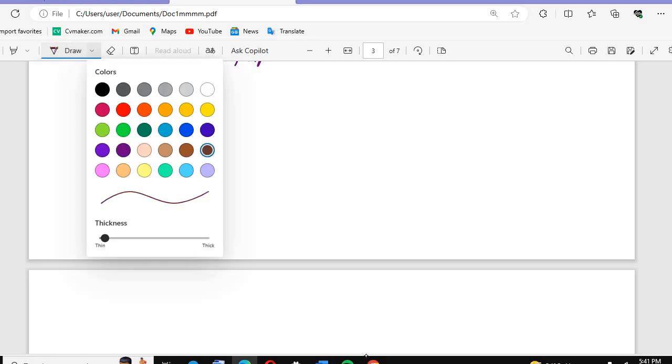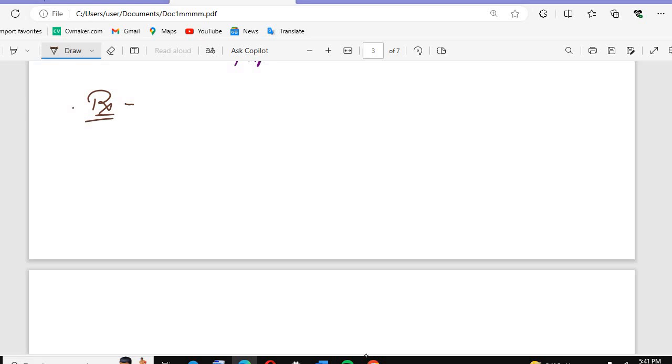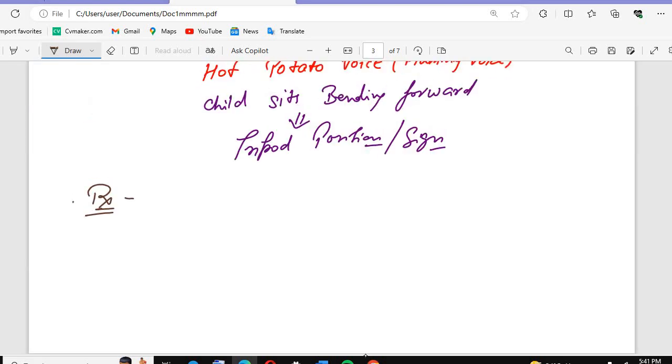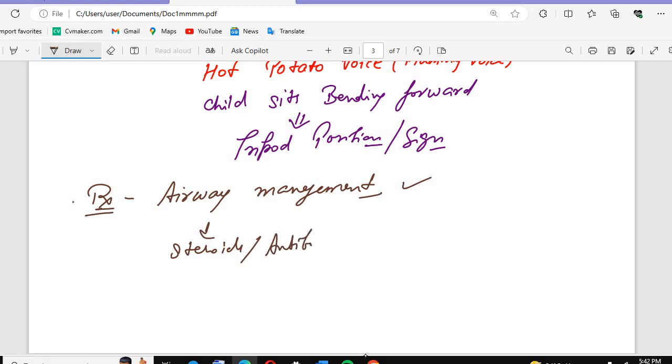Then let's discuss the treatment. In treatment, the most important thing is we need to do airway management, because in all airway obstruction diseases the first treatment will be airway management. So airway management, like we do the intubation. So first in the treatment you need to do airway management. After that you can go for steroids or antibiotics.